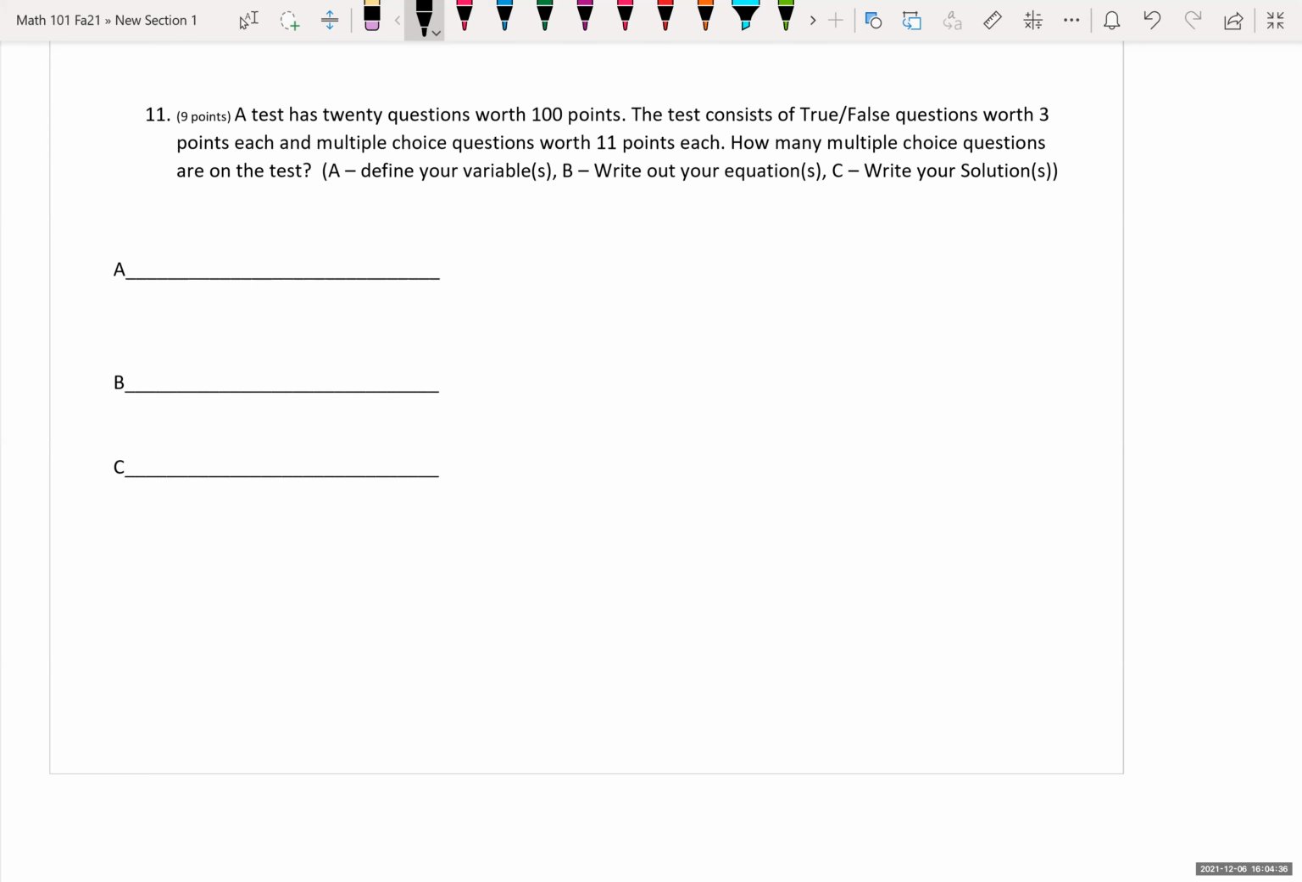Okay, so we normally set these up by defining our variables. We can use X, Y, or maybe T for true false and M for multiple choice. It really doesn't matter. I did T equals the number of true false questions on the exam, and let M equal the number of multiple choice questions.